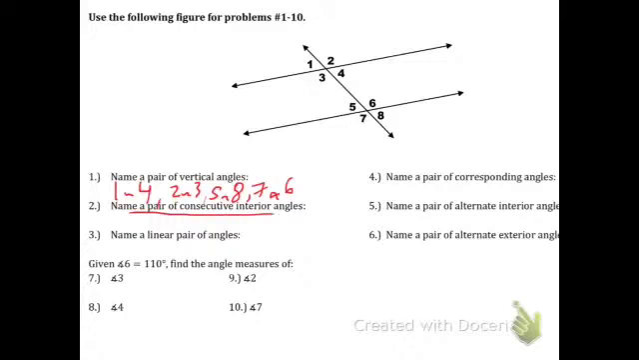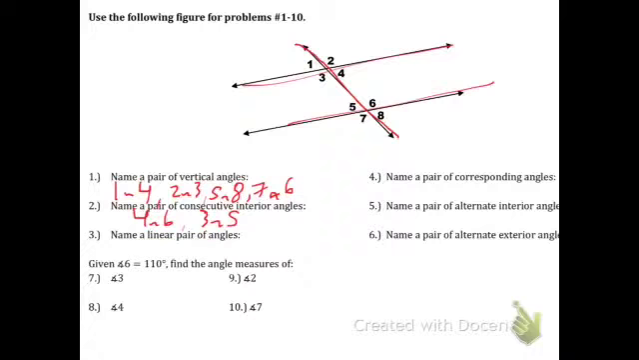If you want to get a pair of consecutive interior, the interior part means it's between the parallel lines, and consecutive means it's on the same side. So 4 and 6 and 3 and 5 are all consecutive interior angles.